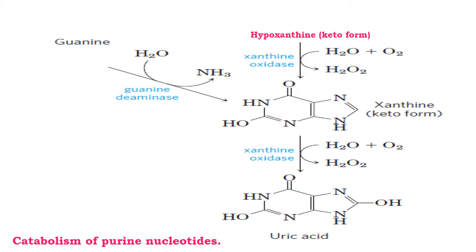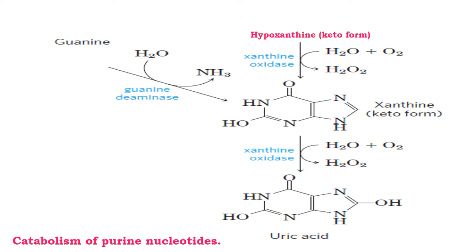There is not much difference between xanthine and uric acid. You can see where the difference is here: here there is an OH group, and here there is no OH group. Now this xanthine is converted into uric acid. If this uric acid accumulates, then we get a condition called gout.